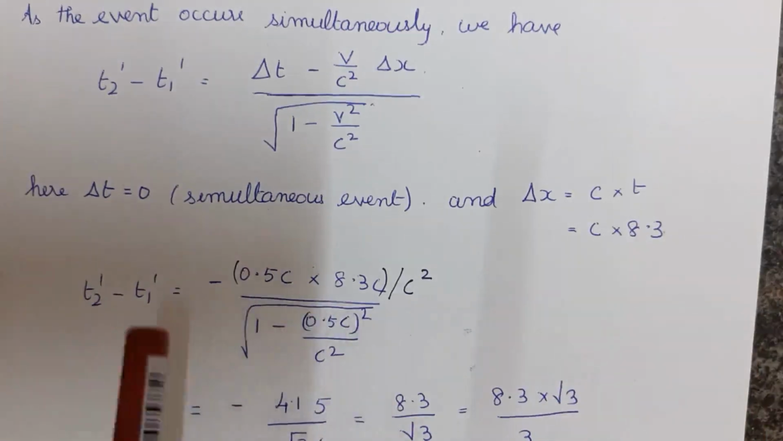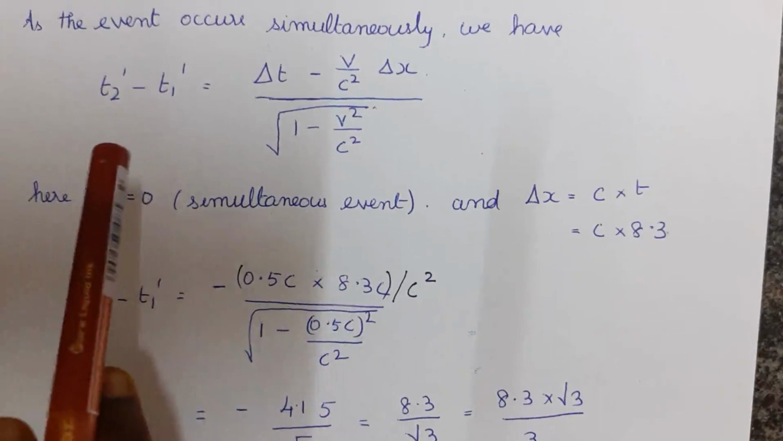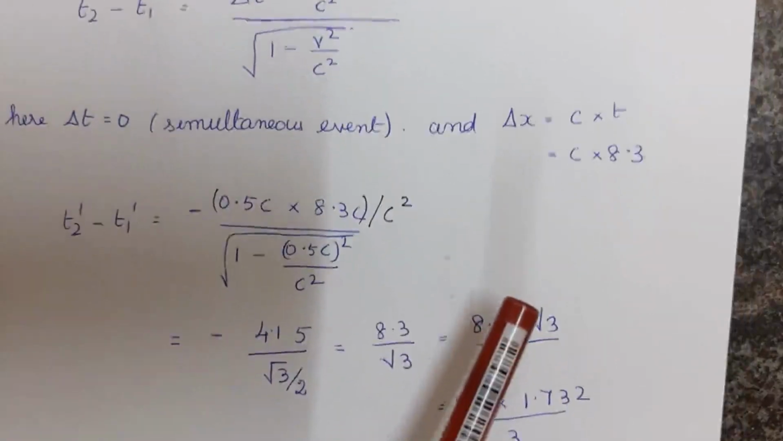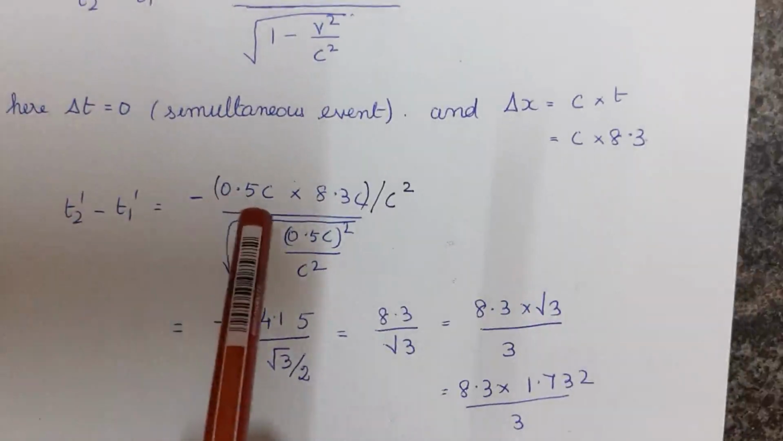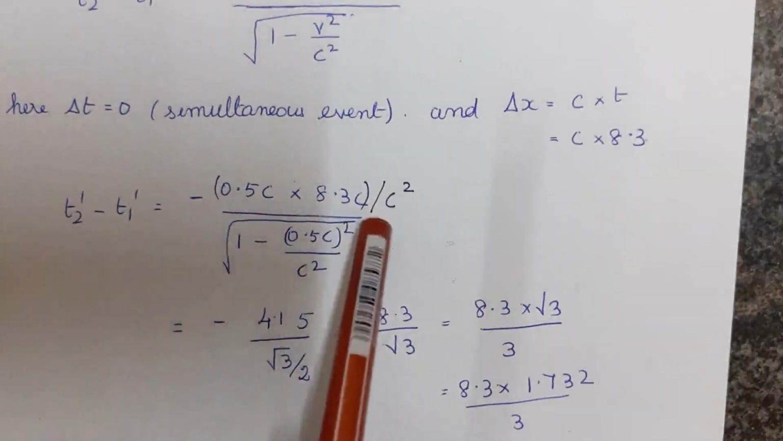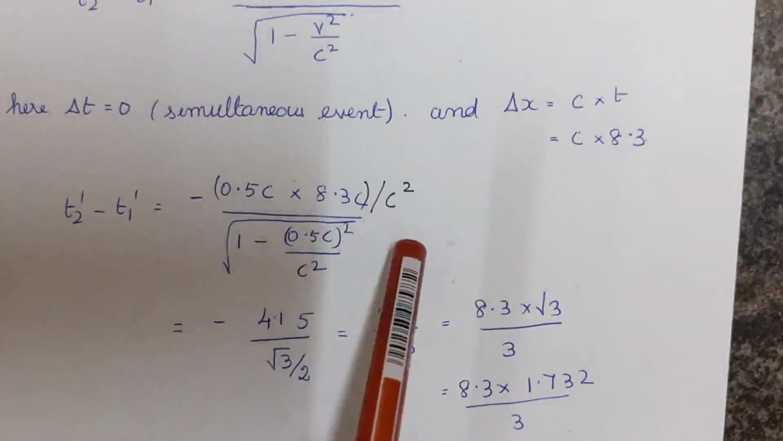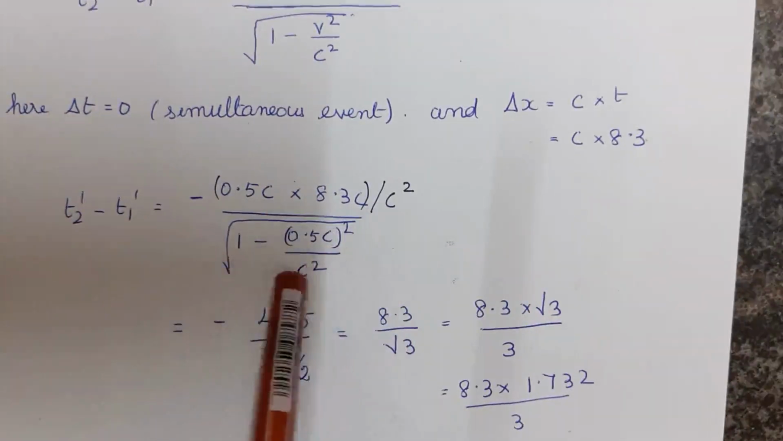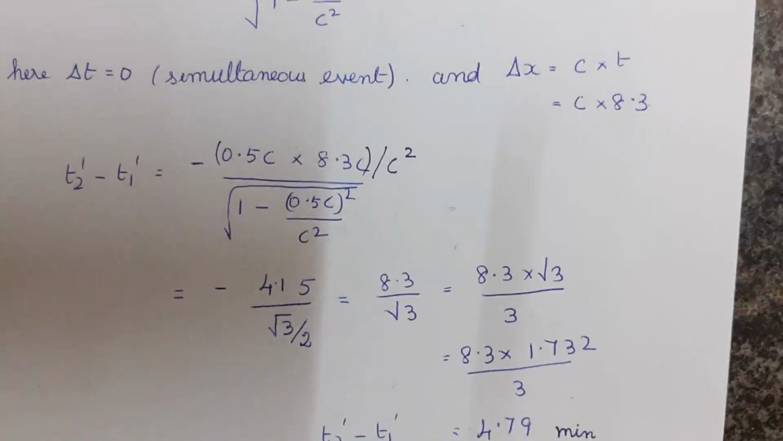By substituting the values in t2 prime minus t1 prime, we will get minus 0.5c into 8.3c divided by c square, the whole divided by root of 1 minus 0.5c the whole square divided by c square. By simplifying this, we will get t2 prime minus t1 prime is 4.79 minutes.